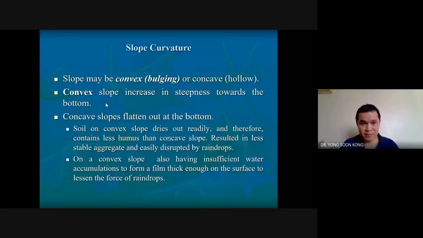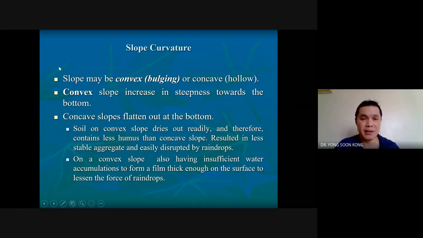Okay, so these are the ones. Now, the third factor, the shape, also may be different. So just now we talked about the slope: the steeper, the worse the erosion; the longer the slope, the worse the erosion. But this one is the shape. Now, how do we differentiate these two shapes?